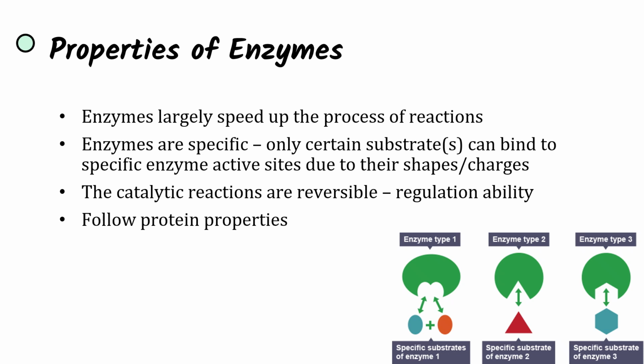Now, the catalytic reactions are reversible, meaning that if an enzyme is going to break apart a substrate into two products, there's usually going to be another enzyme in the cell that will then put those two products together to make the original input. And this is a regulation ability because it helps in case there are too many or too little of a certain compound within the cell. And lastly, like we talked about, enzymes follow protein properties, so they can be denatured.